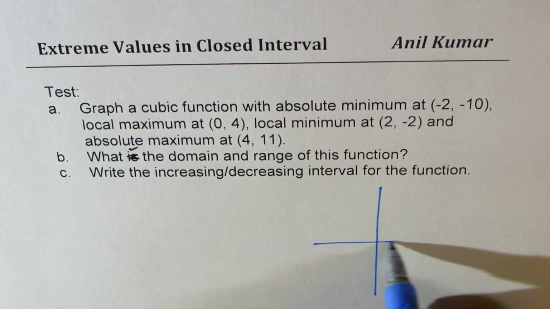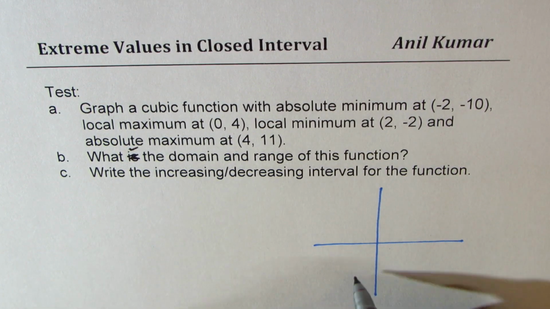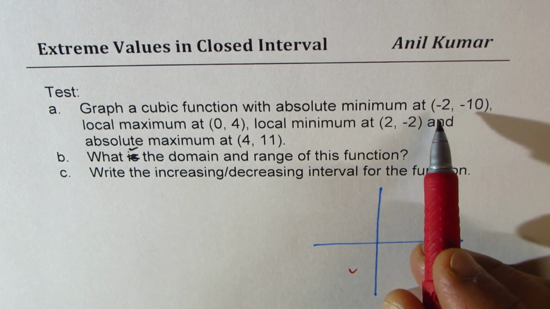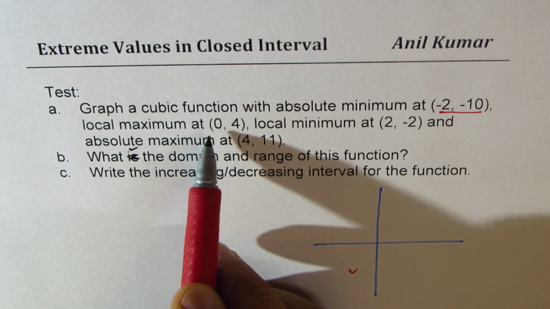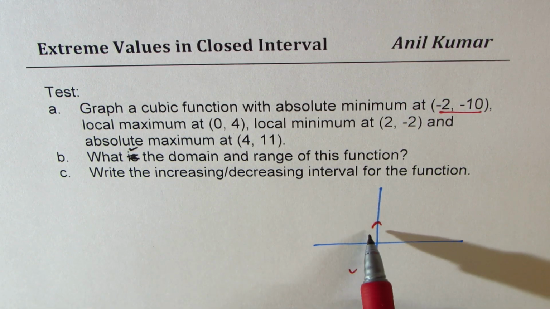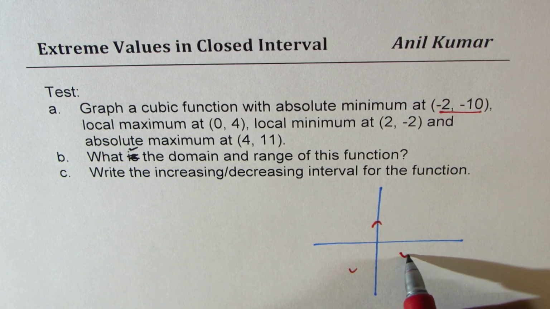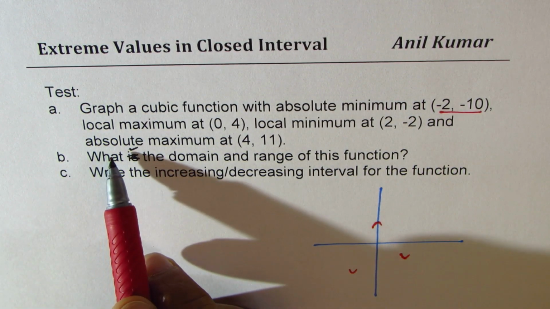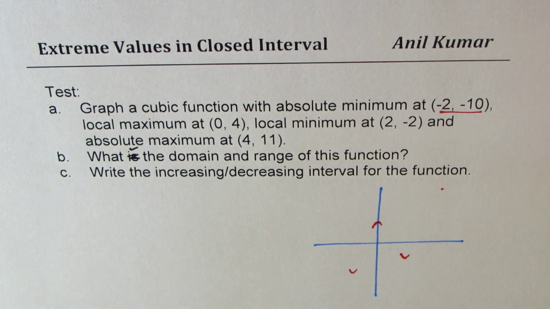So let's make a rough sketch here. What we are given is absolute minimum at -2, -10. So somewhere here, let's say this is our absolute minimum at -2, -10. Okay. Local maximum at 0, 4. So let's say this is 0, 4 local maximum. So it has to be a turning point. Local minimum at 2, -2. Let's say this is another turning point. And then absolute maximum at 4, 11. So somewhere here, let's say that is our point. Now we are also given that it's a cubic function.